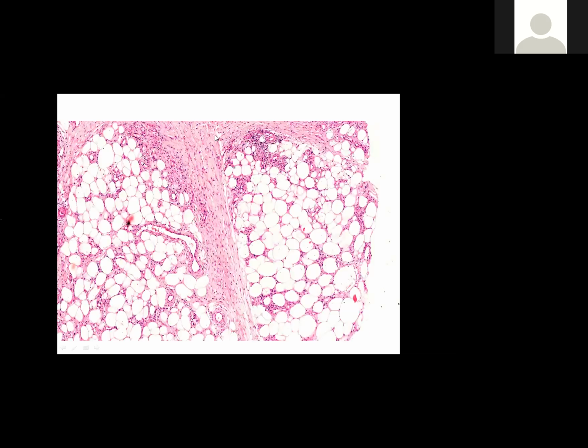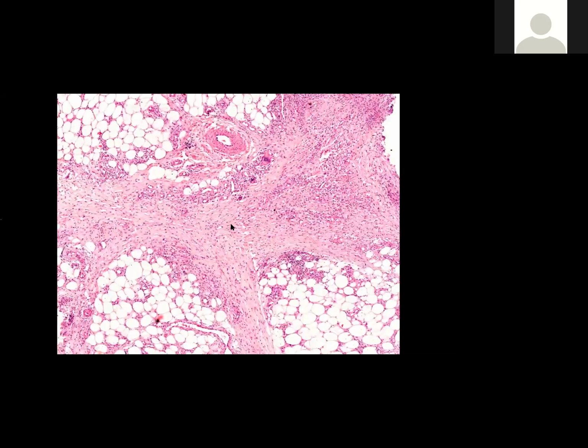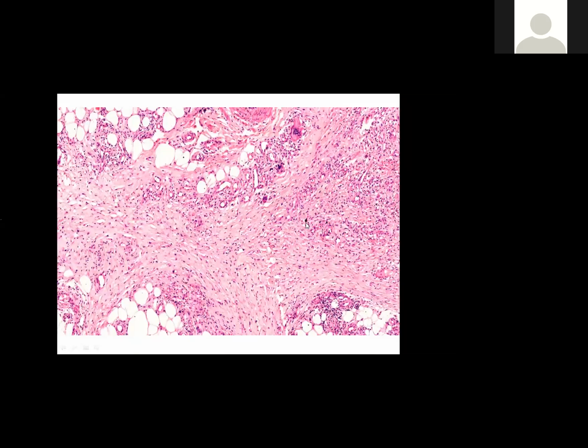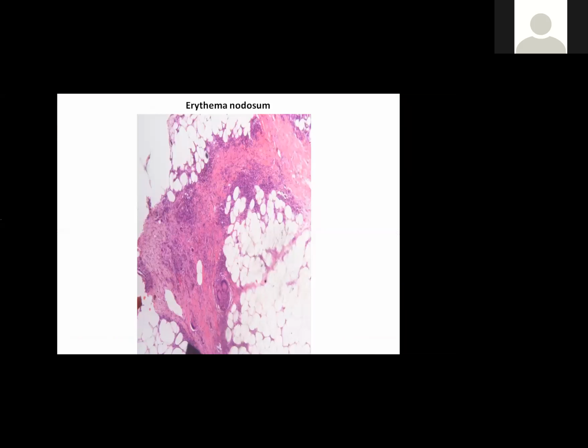Higher magnification shows again there is septal thickening. Some amount of paraseptal inflammation can be seen. The infiltrate is made up of neutrophils, eosinophils, multinuclear giant cells, and collection of epithelioid cells or granulomas. There is no vasculitis. So when we see septal paniculitis without vasculitis, we recognize this as erythema nodosum. So this is another example of a histopathology of erythema nodosum.